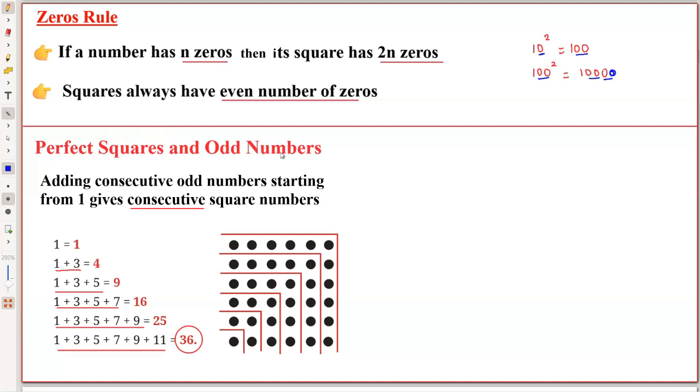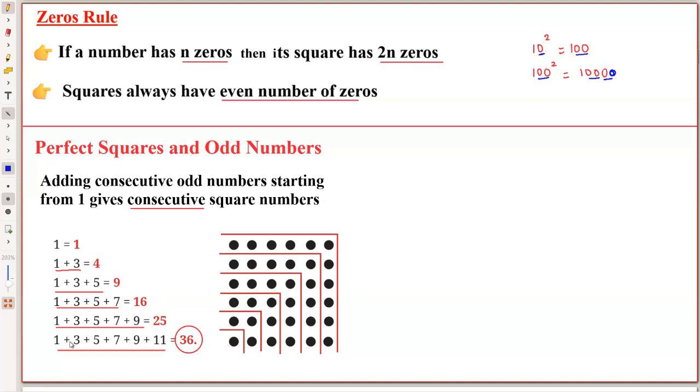Next, perfect squares and odd numbers. Adding consecutive odd numbers starting from 1 gives consecutive square numbers. If you're adding from 1 onwards, consecutive odd numbers: 1 is a perfect square number. 1 plus 3 is 4, a perfect square number. 1 plus 3 plus 5 is 9, a perfect square. 1 plus 3 plus 5 plus 7 is 16, a perfect square number.